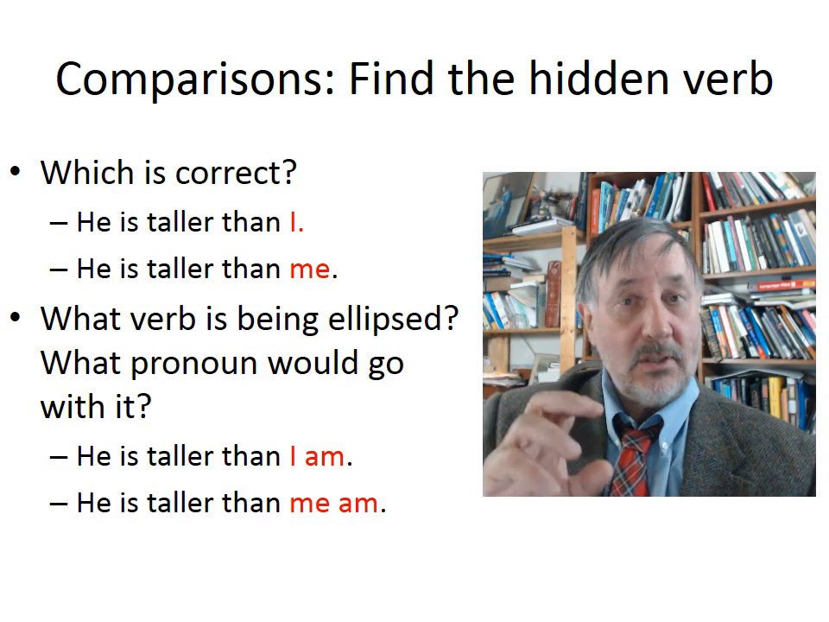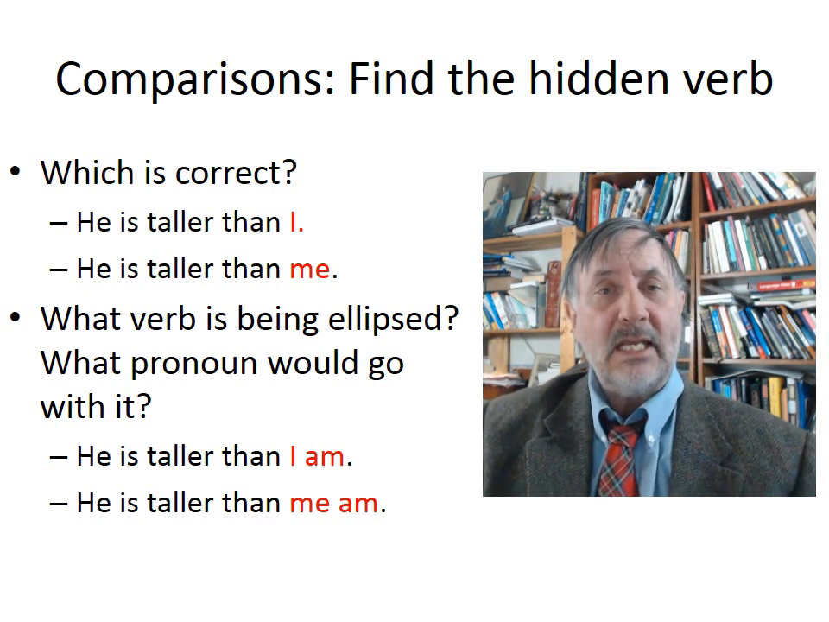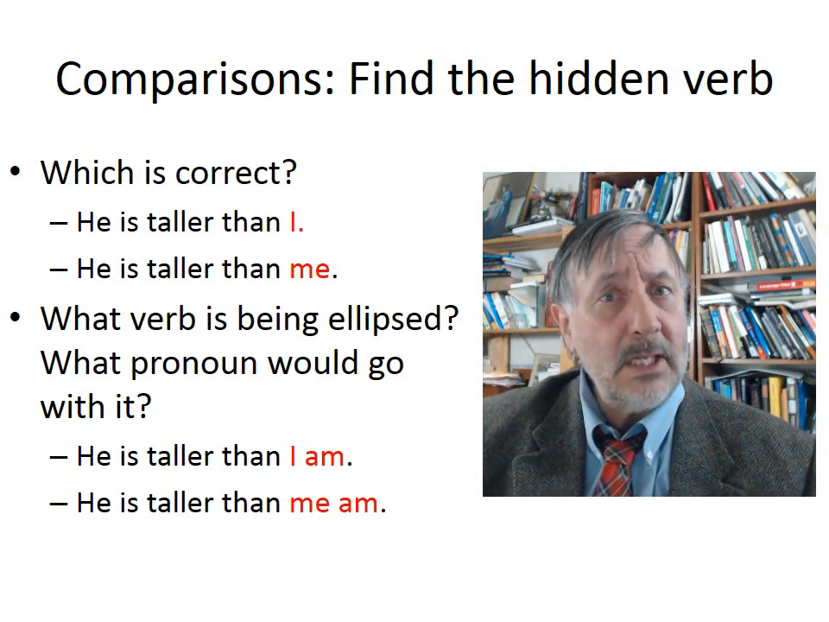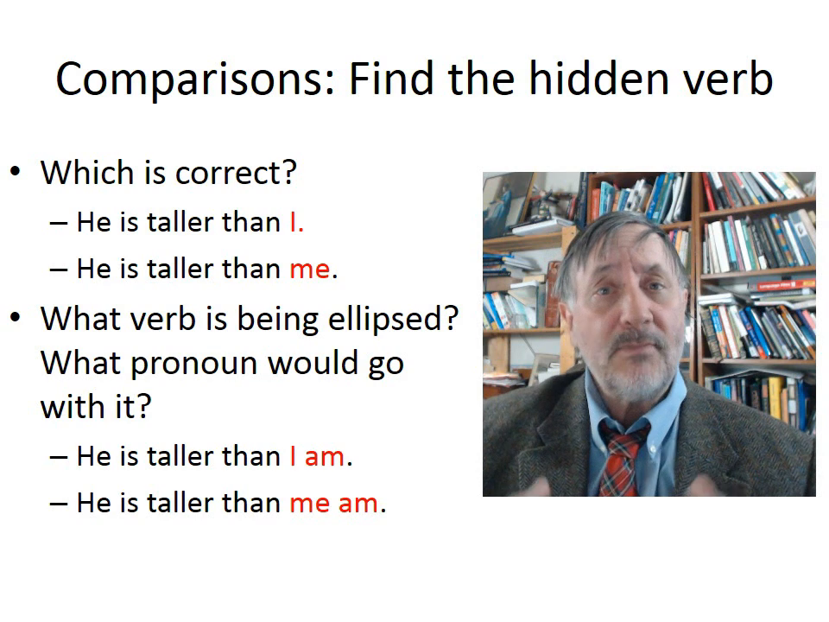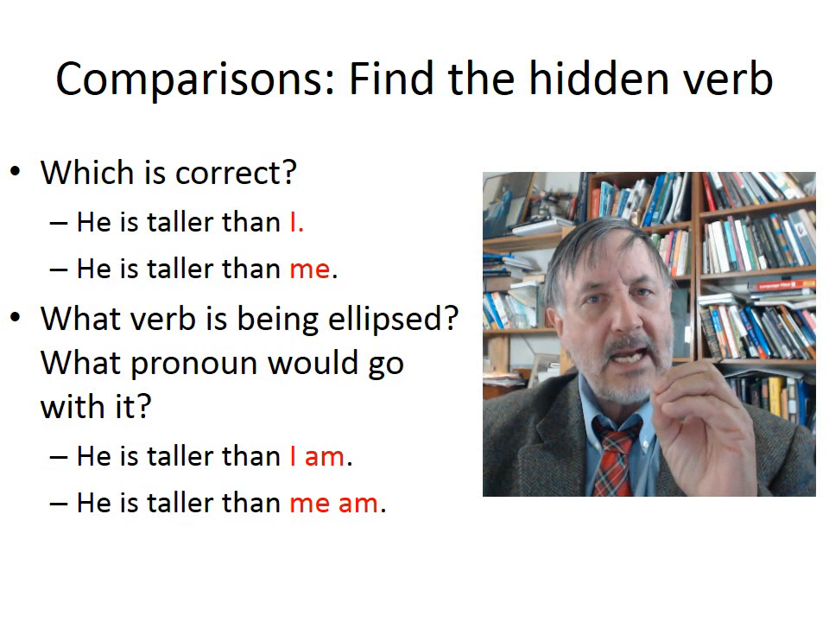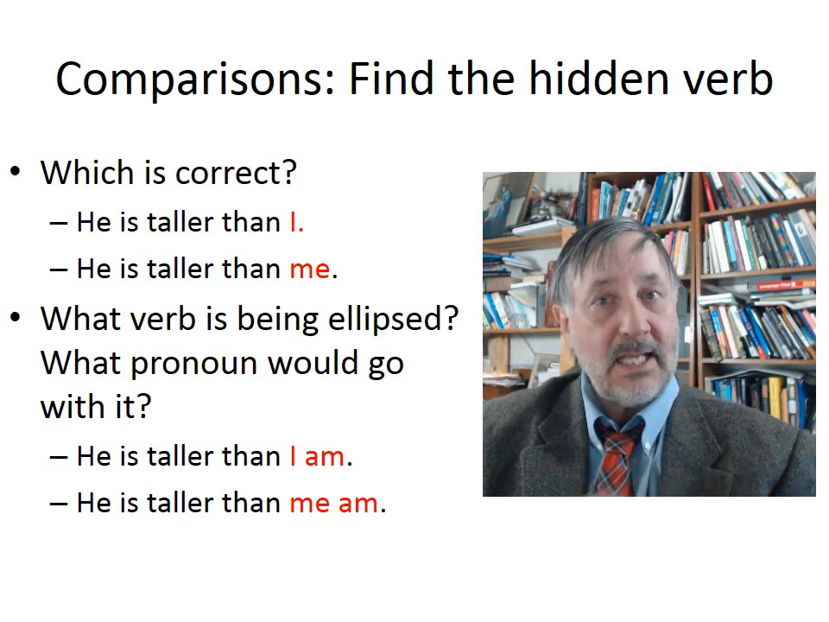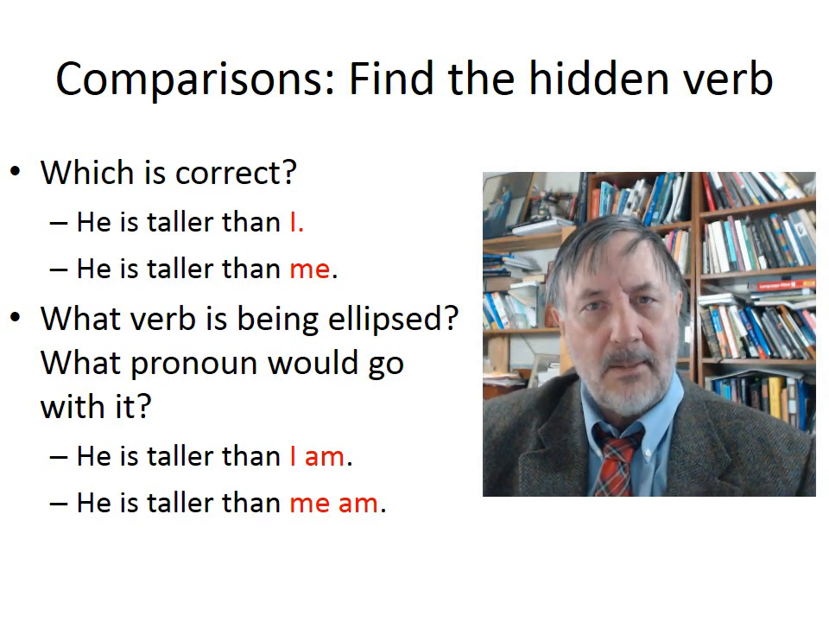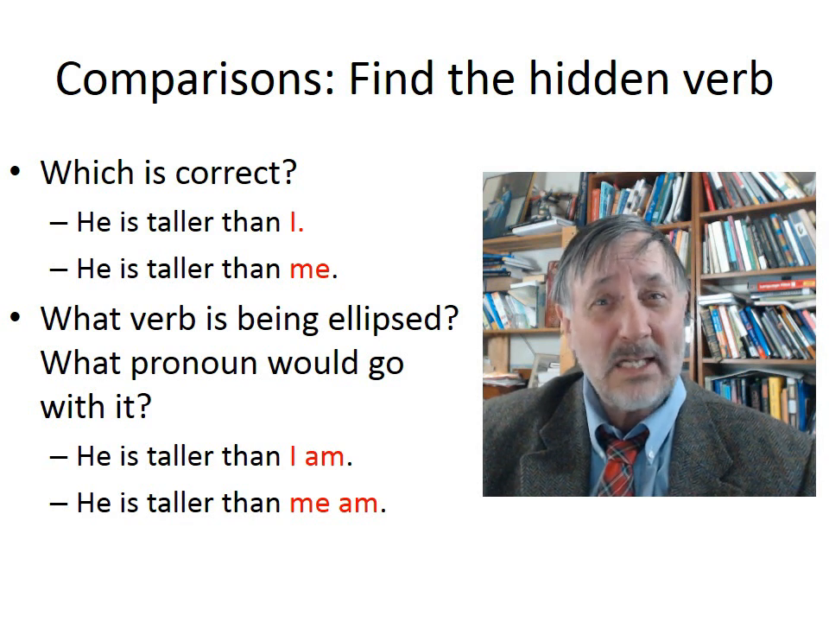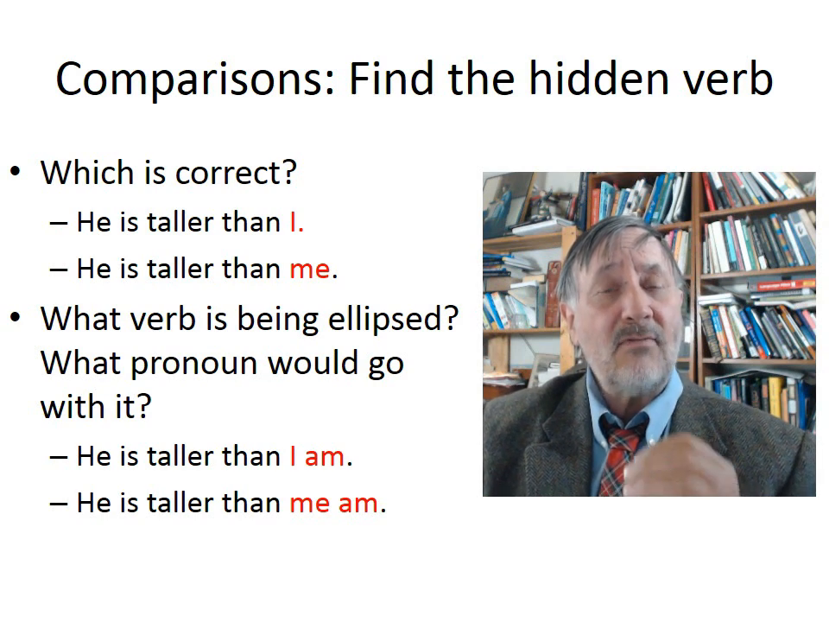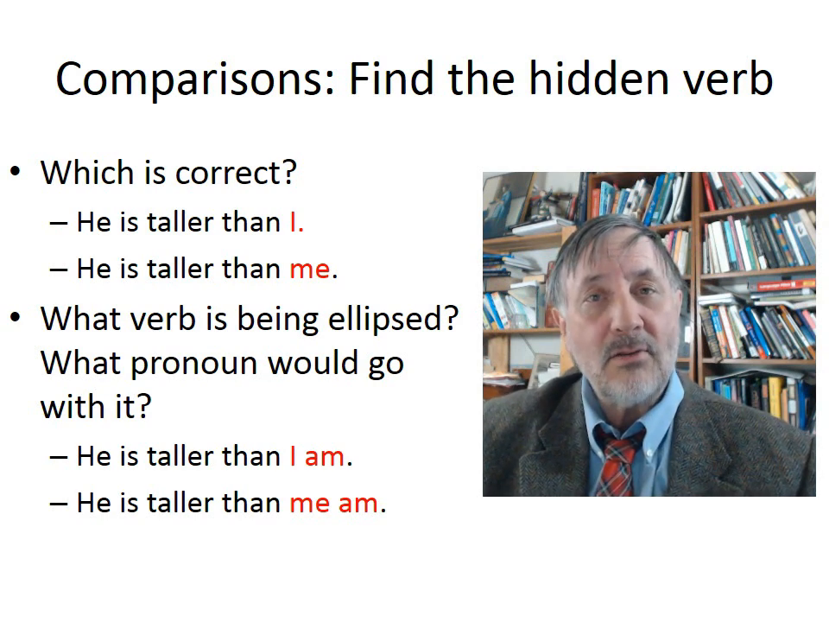Now, colloquial, which of course means, you should know by now, how we speak in everyday language. The colloquial is, he is taller than me. And we'd say that, and even your professor might say that. But look at the verb that is being ellipsed, that is not stated, and the pronoun that would go with it. Would you say, he is taller than I am, or he is taller than me am? Okay. I hope you would not say the second one. I'd hope you would say, he is taller than I am. So the correct form of the original would be, he is taller than I.